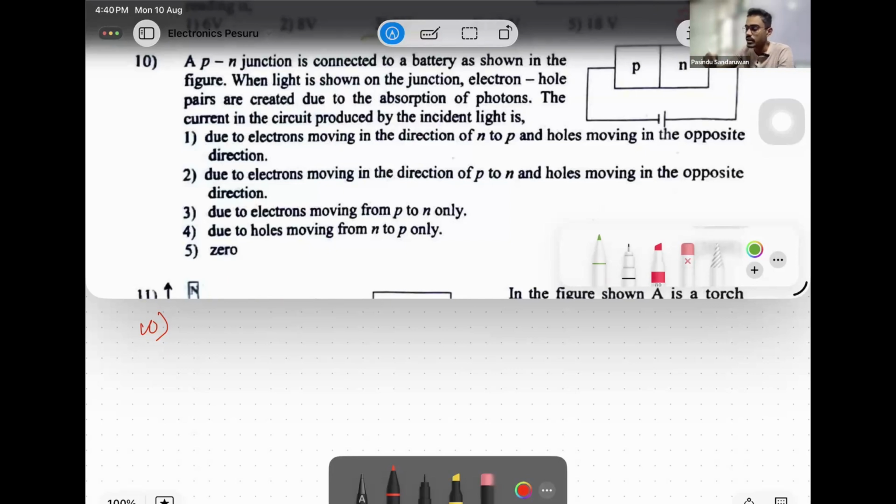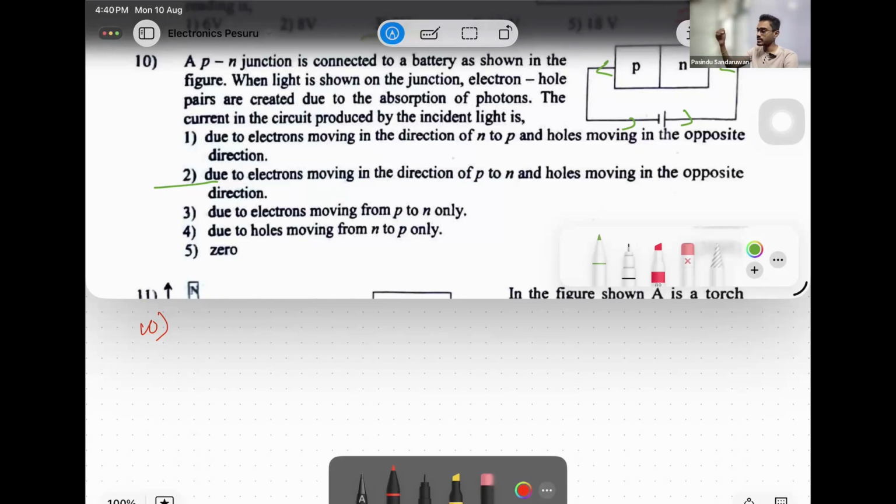Then if a current flows in the circuit, that current flows in this direction. This leakage current flows in this direction. Then if the leakage current flows that way, the direction of electrons is P to N. Then electrons move in the direction of P to N and holes move in the opposite direction. So it's 2. Check the current direction.